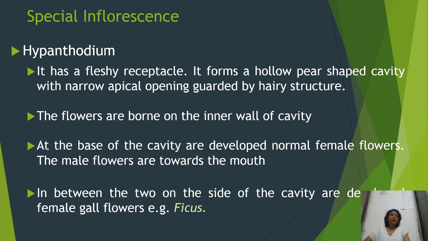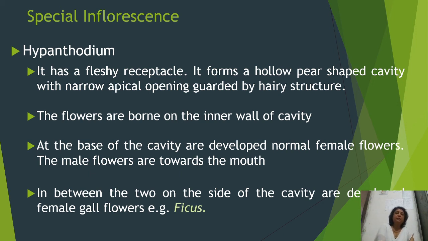At the base of the cavity are developed normal female flowers. Generally, the male flowers are towards the mouth, or towards the ostiole, and the fertile female flowers at the base of the cup, and in between male and female flowers a number of neutral flowers are present, which are also known as female gall flowers.